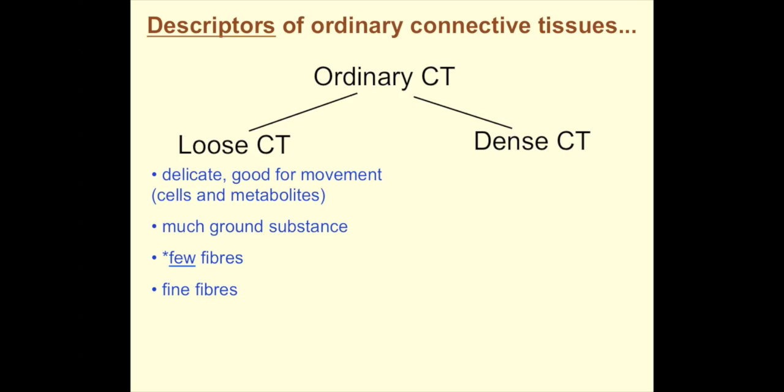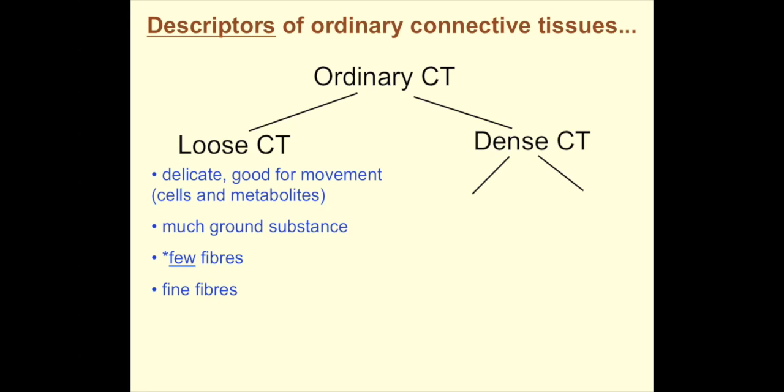Loose connective tissue is a delicate type of connective tissue. It's about movement of substances. It's about movement of cells. It's characterized by having a lot of ground substance. Obviously, ground substance is made up of water and GAGs, and therefore allows diffusion and things like that to happen. It contains few fibers, and the fibers that are present are actually made up of fine fibrils, so individual fibers rather than dense bundles of collagen.